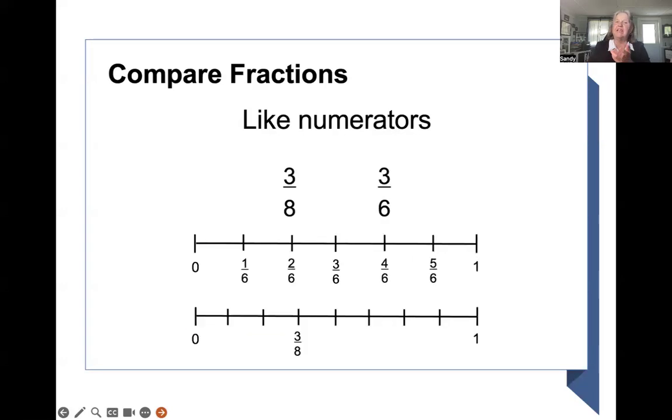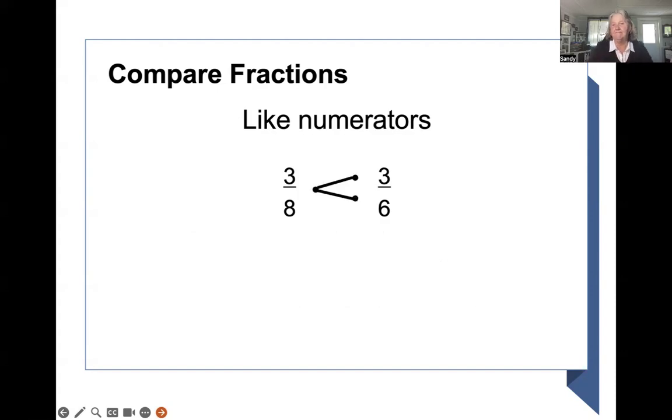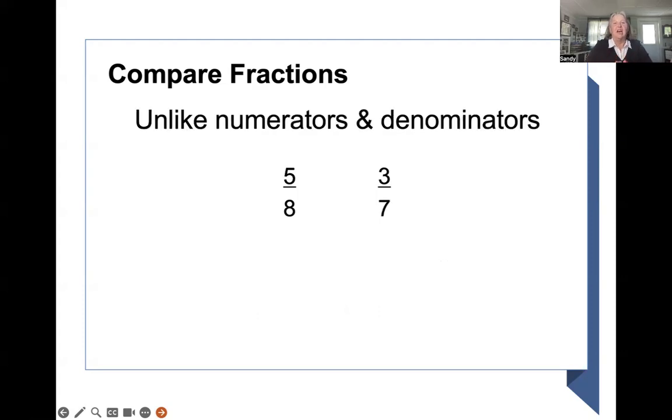If I look at my number line, same idea, 3/6, right? And I can see here how I've cut that into fewer pieces, so each piece is larger. And again, 3/6 is going to be greater than 3/8. I can draw my inequality symbol again. If your child needs to use the 2 dots, 1 dot, great. Okay. Now, the other is unlike numerators and denominators.